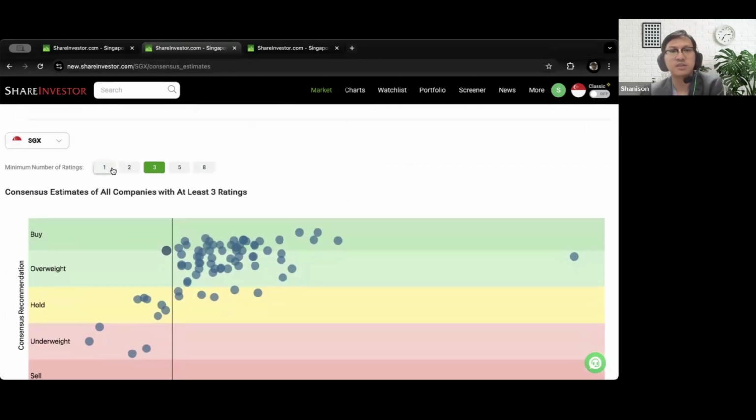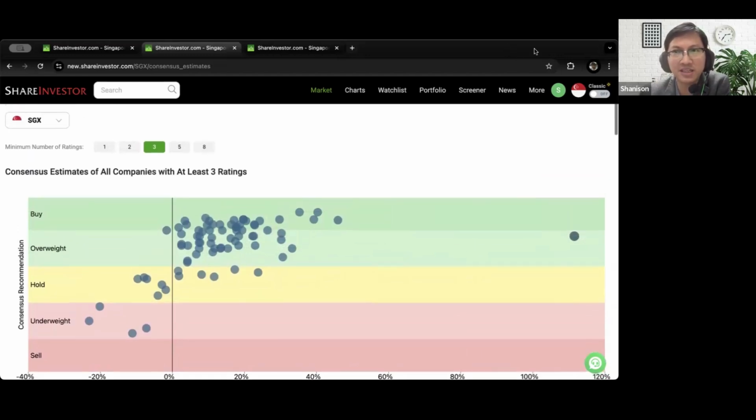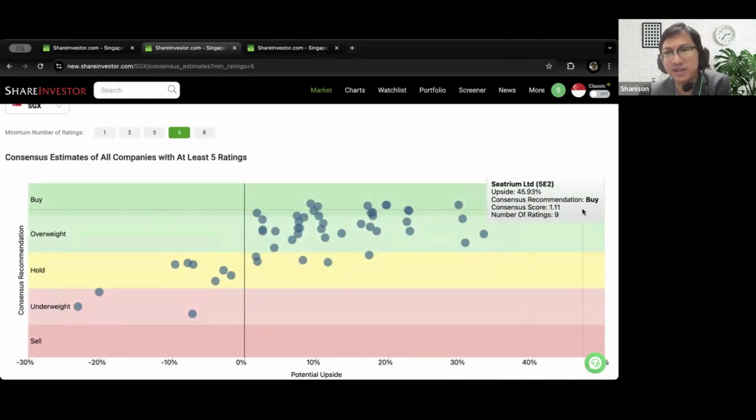Minimum number of ratings means, in order for you to show this chart, how many ratings do you require? Some people might feel that if there's only one rating from one research analyst, you don't want to be bothered. Some people say, hey, maybe I need more than five to be meaningful. So you can choose over here, choose five ratings. It means the results that you're going to see have a minimum number of ratings of five.